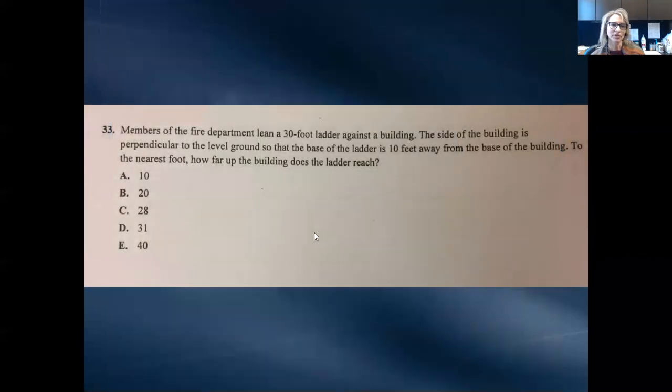All right, members of the fire department lean a 30-foot ladder against a building. The side of the building is perpendicular to the level ground so that the base of the ladder is 10 feet away from the base of the building. To the nearest foot, how far up the building does the ladder reach? So we're going to have to draw a triangle, and we're going to use the Pythagorean theorem, and we're going to have to actually calculate, and it's wanting to know the nearest foot, so we're going to be rounding off.